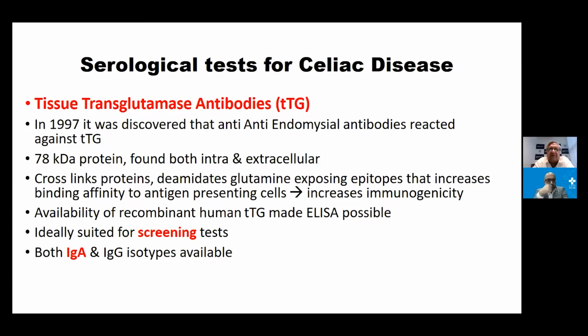Availability of recombinant human TTG made ELISA possible. It is ideally suited for screening. Though both IgA and IgG isotypes are available, the IgA isotype has more sensitivity and specificity and is the ideal screening test for the presence of celiac disease.